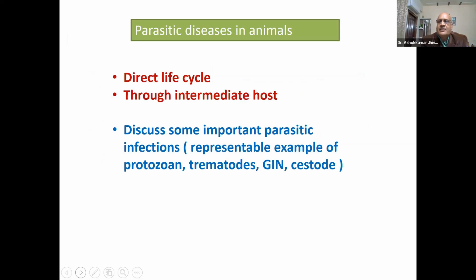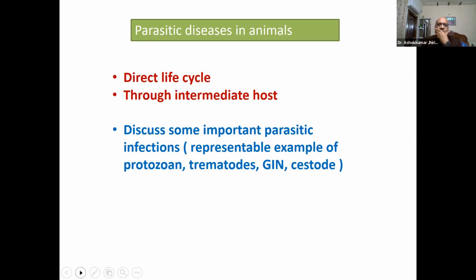In parasitic diseases in animals, there are two types of life cycle. Either the parasite has a direct life cycle, meaning there is no intermediate host in between. The animal gets the infection from the grazing areas, and there is passing of stages like the eggs, and then again the possibility of infection. Direct life cycle parasitic diseases are more dangerous because there is always a high load of infection. If there is an intermediate host, the availability of that host depends upon the parasitic infestation. In this class we will discuss some important parasitic infections as representative examples, then we will go to the broader options for the control of parasitic diseases.